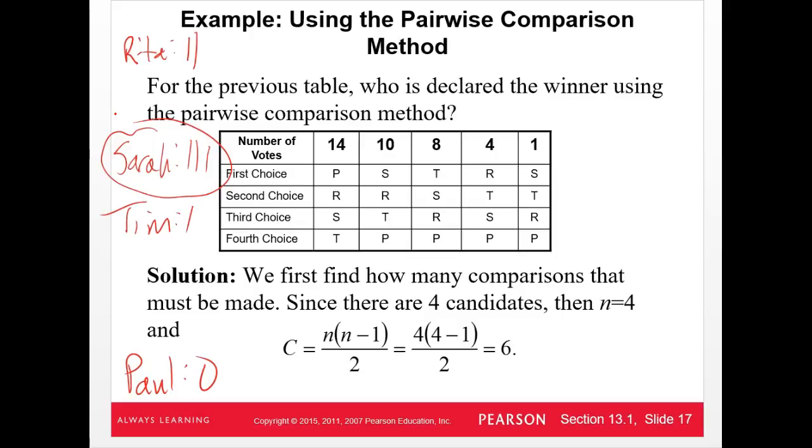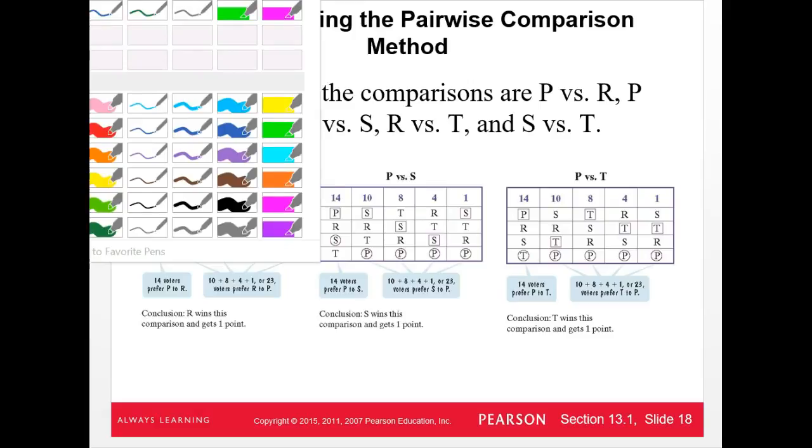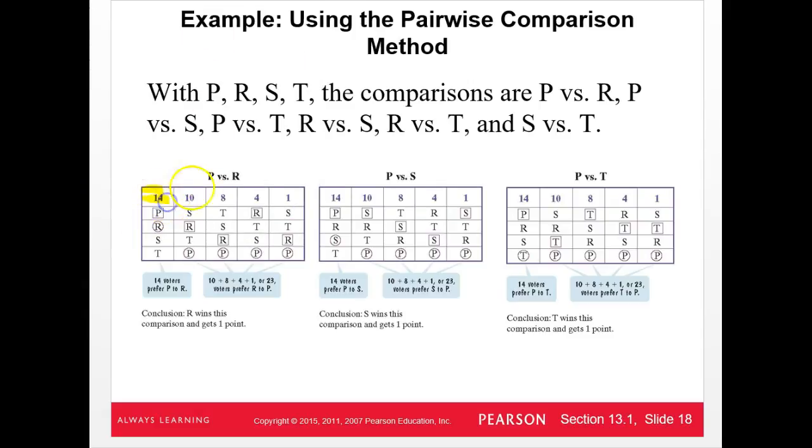She won 3 times, where Rita only won twice and Tim only won once. So we just make those comparisons with the table, whoever's higher. First choice versus second choice all the way down. Whoever's higher gets a win head to head. Then you count how many wins each candidate gets. Whoever's higher gets that many points, basically, if you want to think of it that way.